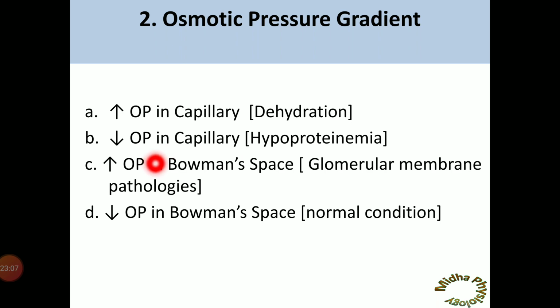Similarly, consider the osmotic pressure of the Bowman's space. Generally the osmotic pressure in the Bowman's space should be 0 only, but if there are some glomerular pathologies and the plasma proteins are now coming through the glomerular membrane into the Bowman's space, so the ultrafiltrate is also containing the plasma protein, then in that condition the osmotic pressure may be increased. This increase in the osmotic pressure in the Bowman's space is now favoring more filtration, because they are now trying to drag the water and electrolytes from the capillary into the Bowman's space. And if there is a decrease in the Bowman's space osmotic pressure, then it is obviously a normal condition, because it cannot decrease more than 0 millimeter of mercury.